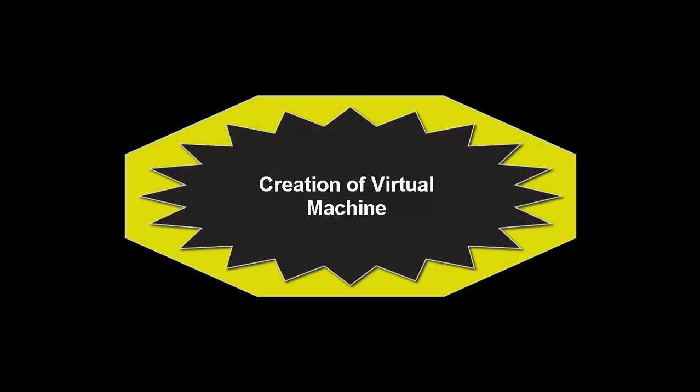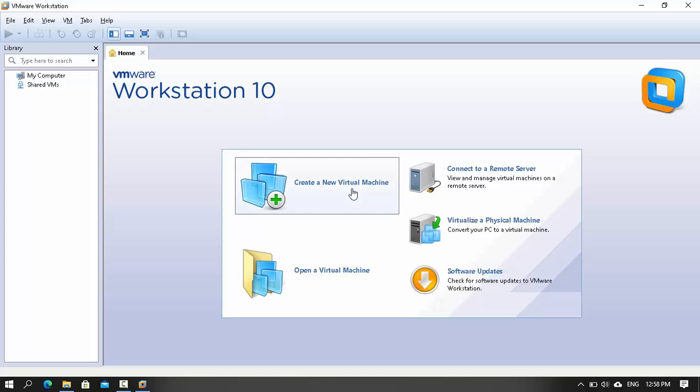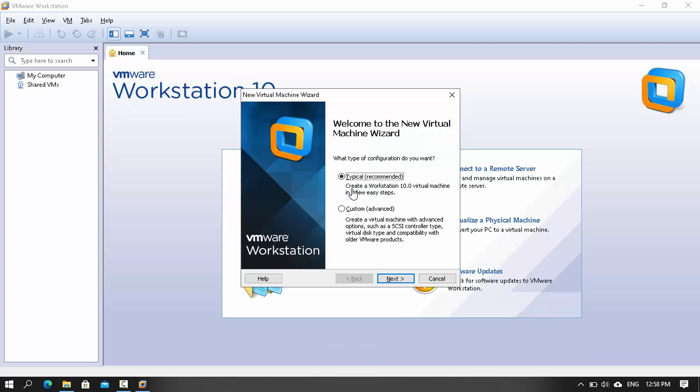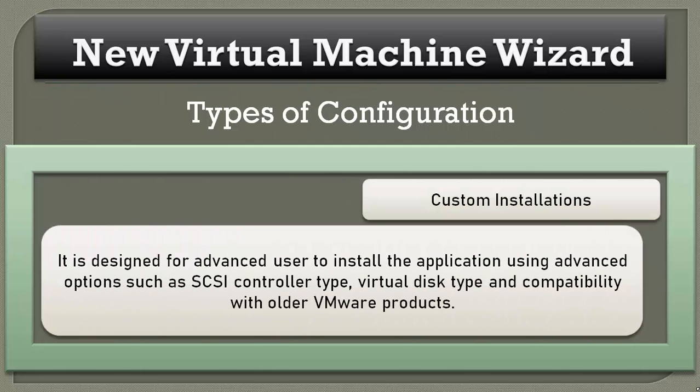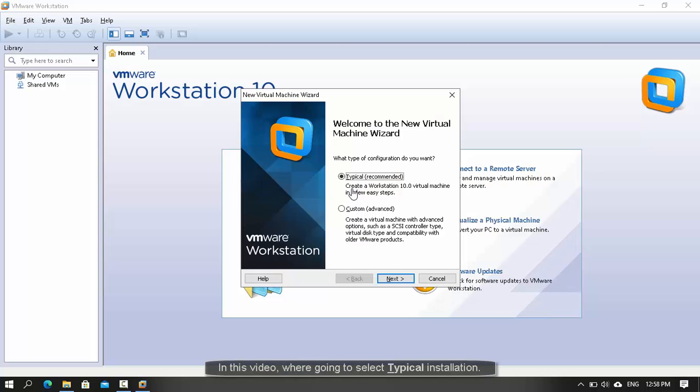To start the creation of virtual machine, click Create a new virtual machine. In New Virtual Machine Wizard, there are two types of configuration that we need to consider, typical and custom installation. Typical installation is recommended for newbies to install the application in few easy steps, while custom installation is designed for advanced users to install the application using advanced options such as SCSI controller type, virtual disk type, and compatibility with older VMware products. In this video, we're going to select typical installation.